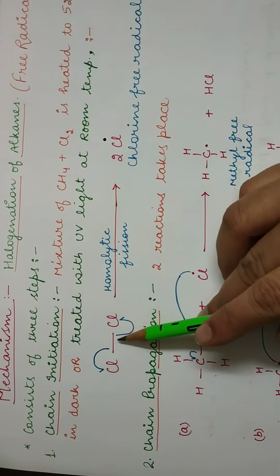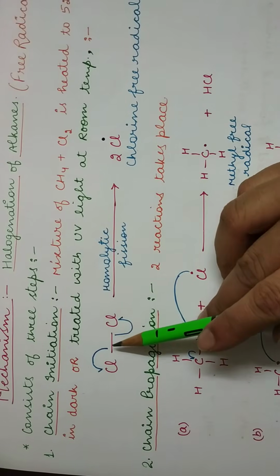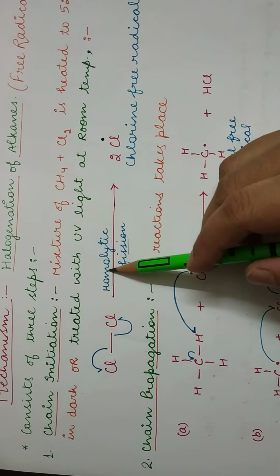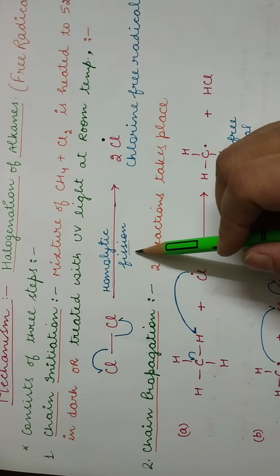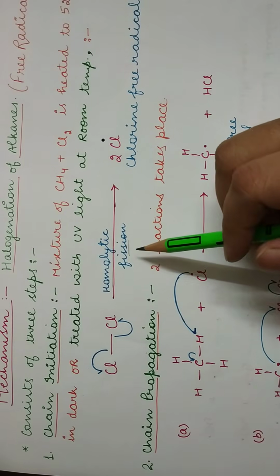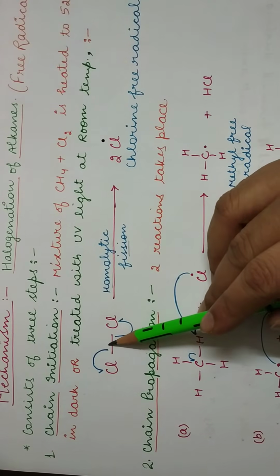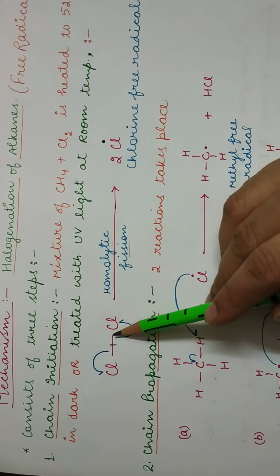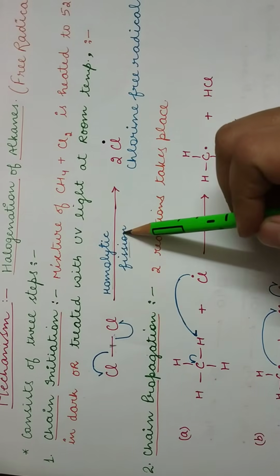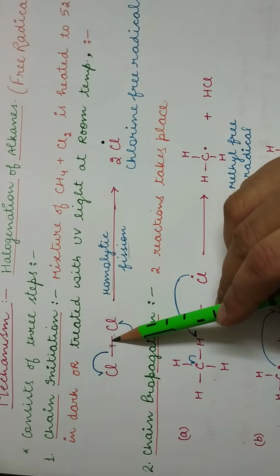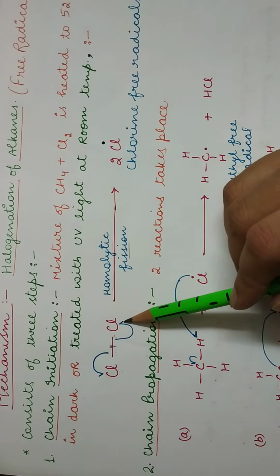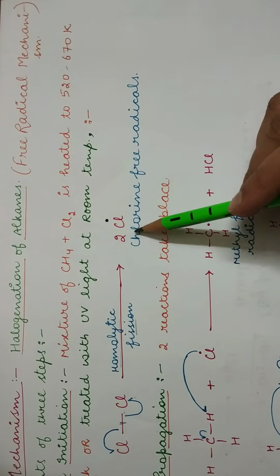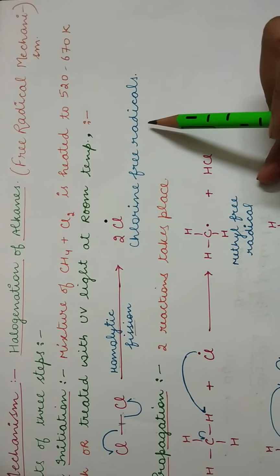The covalent bond between the two chlorine atoms undergoes homolytic fission. Homo means same, lytic means breakage, and fission means to break up. Homolytic fission means that when this bond, which is made up of two electrons, is broken, the two electrons will be distributed equally amongst the two participating atoms, thereby forming two chlorine free radicals, like you can see here.